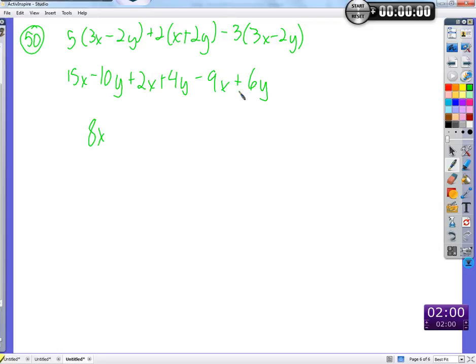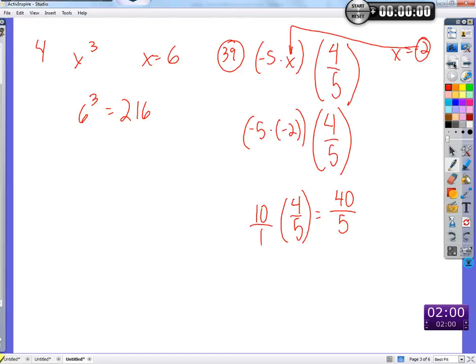Yeah, Trevor? 39. We did that. That's somewhere right there. So we put in negative 2, we multiply together, we get positive 10, multiply, and simplify. This would be 8. Okay, thank you.